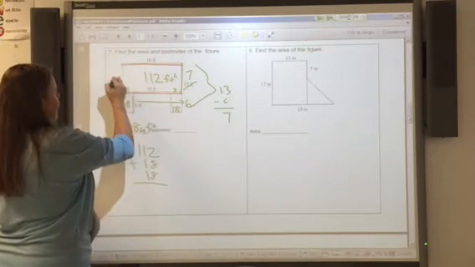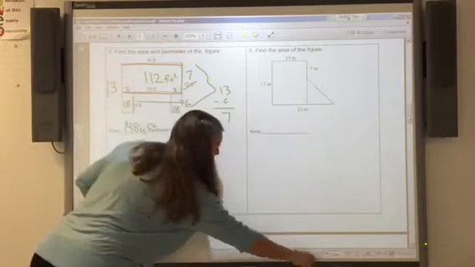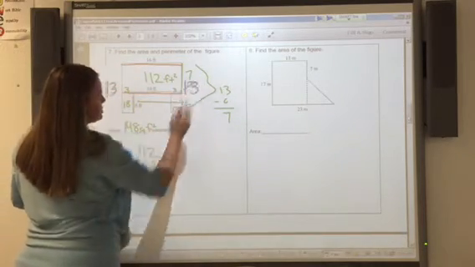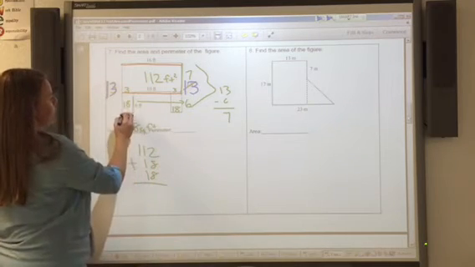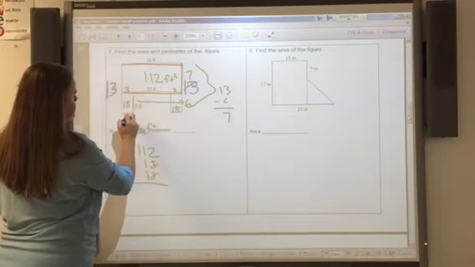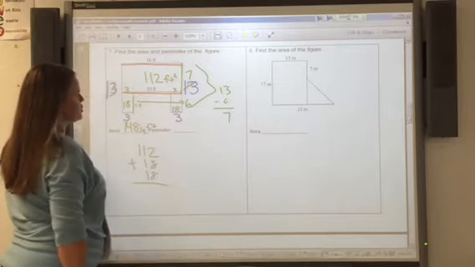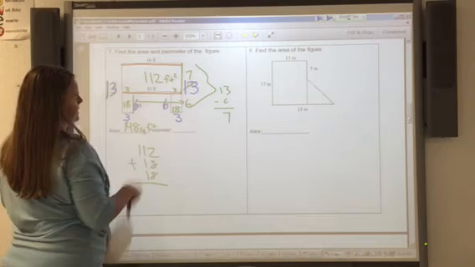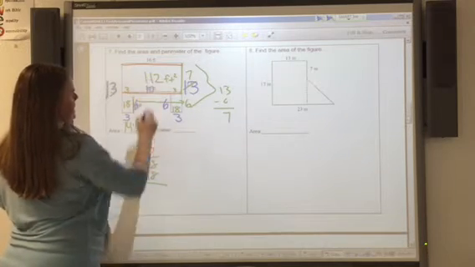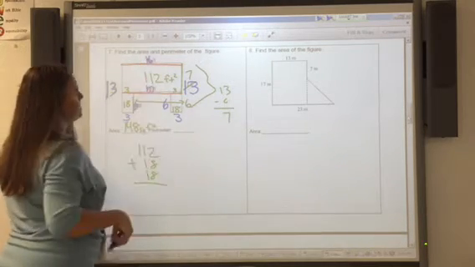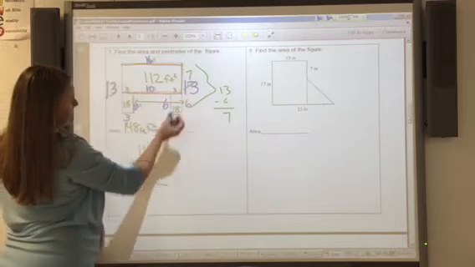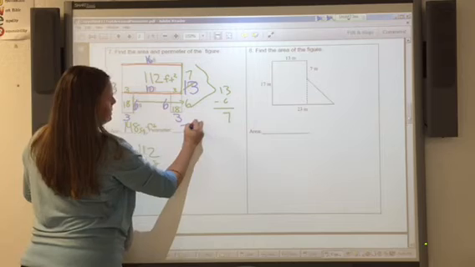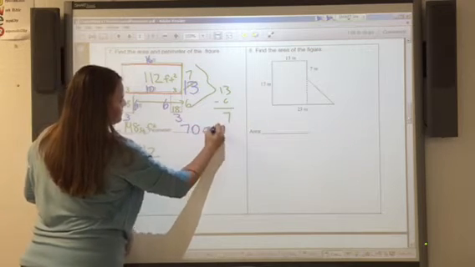Now for the perimeter, all I have to do is I take 16. I know this whole side is 13. Let me go with another color. I know this whole side is 13. This whole side is 13. I know this little piece here is 3. This little piece is 3. This is 6, and that is 6. I need the 10, and I need the 16. So at this point, I've got all of my sides covered. And I'm just going to add those up, and I get 70 feet.